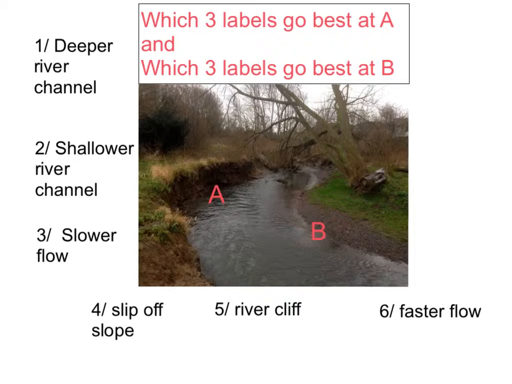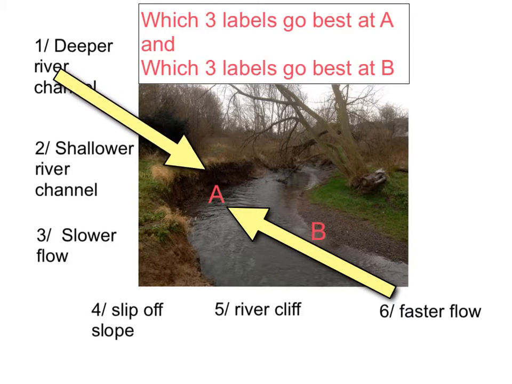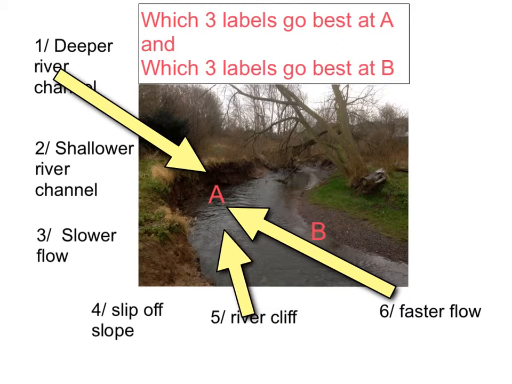Okay, let's have a quick look then at what the answers should be. A is the outside of the meander. So at the outside of the meander we have faster flow, which is number 6. The faster flow will cause a deeper river channel, which is number 1. And the faster flow will also cause some erosion, and as a result a river cliff formed there.